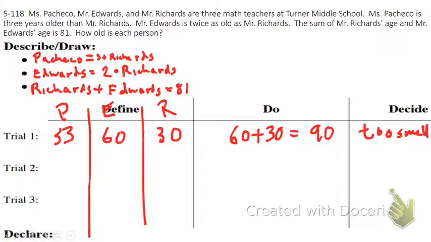I'm too small. Okay, go ahead and try a new number. Figure out what's a new number that you could try for this problem and move through it. Once again, declare the age of each teacher, Pacheco, Edwards, and Richard.